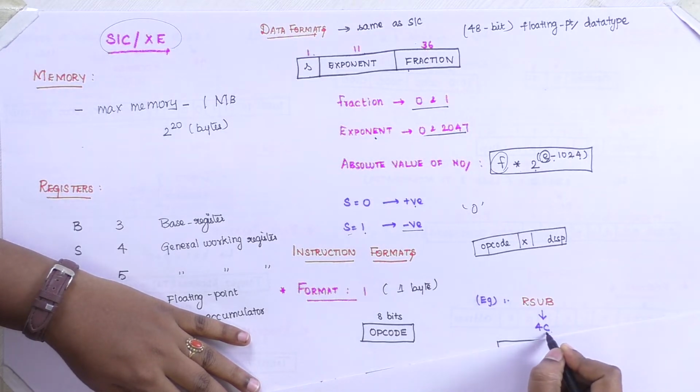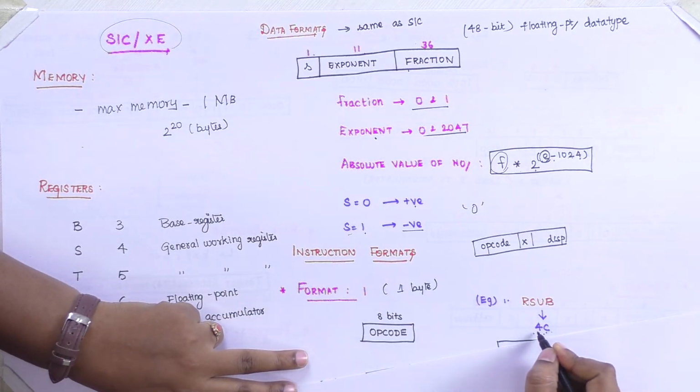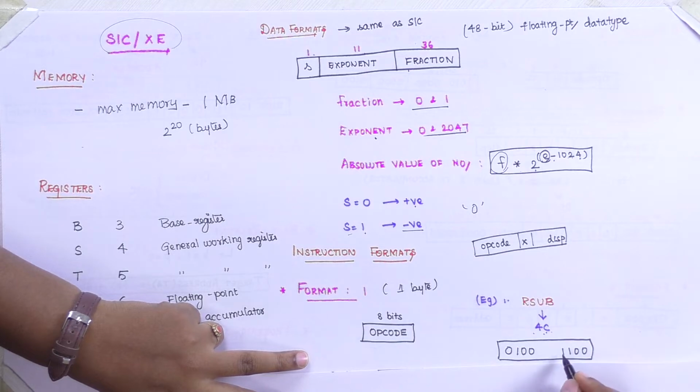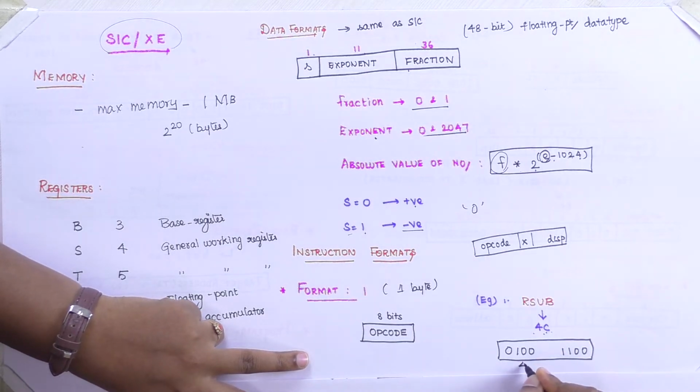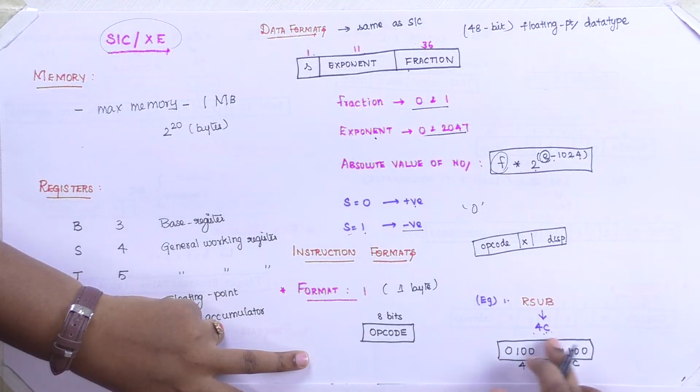So we have to write this 4C in 8 bits. How will we write it? 4 is written as 0100 and C is written as 1100. So this is 4C. This type of instruction layout comes under format 1.